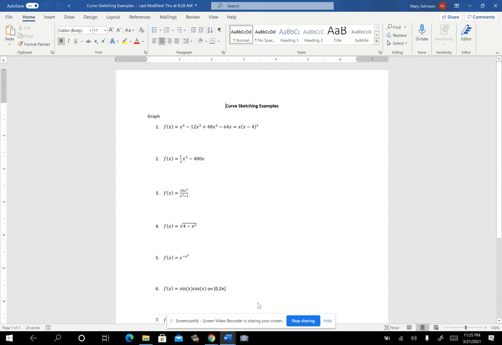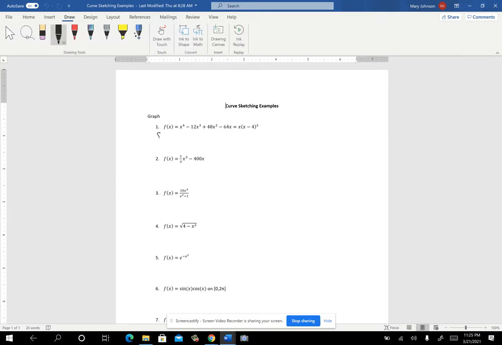All right, in this video, I'm just going to go ahead and do the first and second derivative of all the examples that we're going to go back and do this curve sketching for. That way, when we get ready to do the graphing, we don't have to sit there and do all the work on the derivatives, okay?